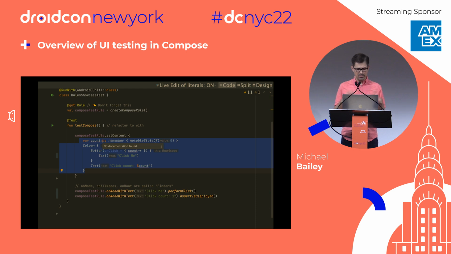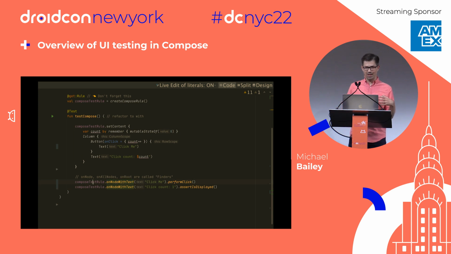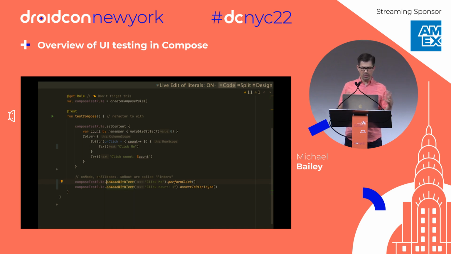Like we saw before, it creates an activity, puts it in there for you, and then you can do various assertions and actions on that. And down here we see what we use again, the compose test rule. There are extension methods on that that allow you to find nodes. So these are finder methods. We're using onNode here, which tries to find exactly one node. There's also onAllNodes, which finds a collection of nodes, or there's onRoot, which grabs the root of your composition.